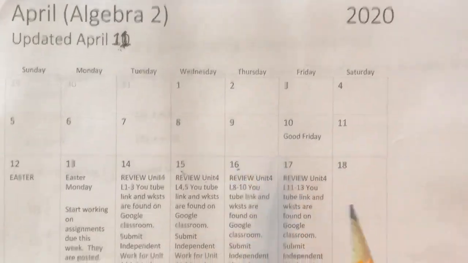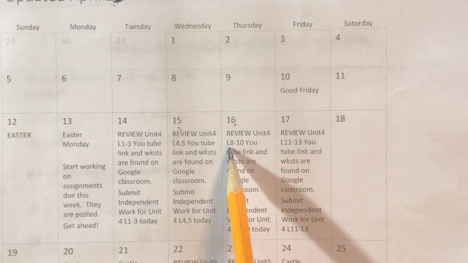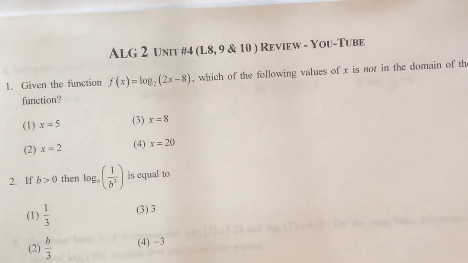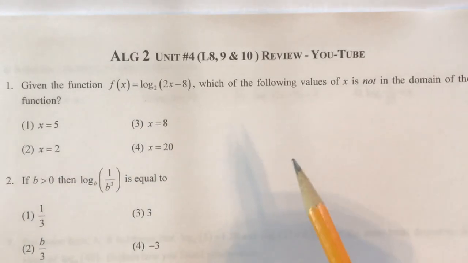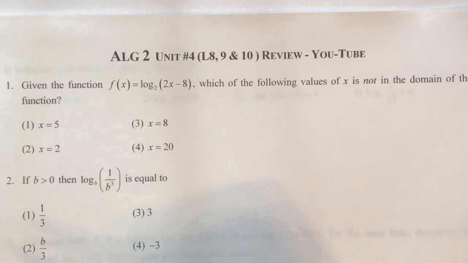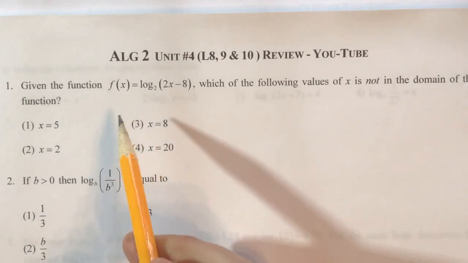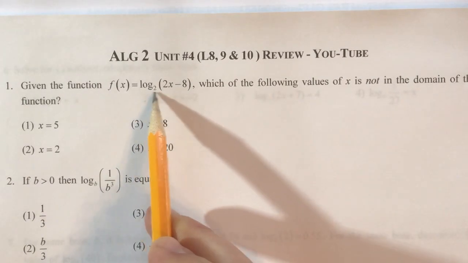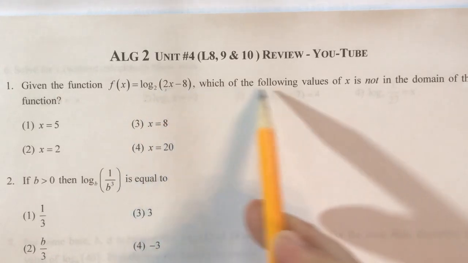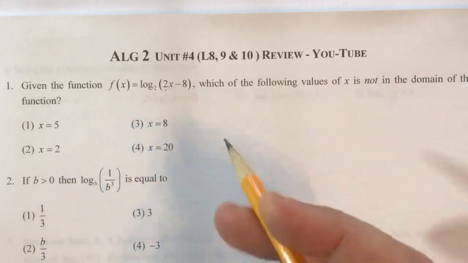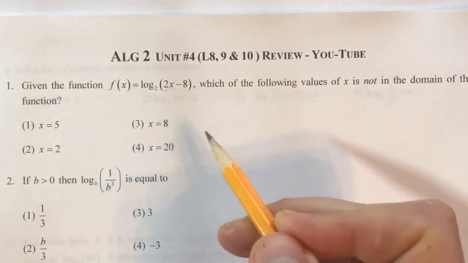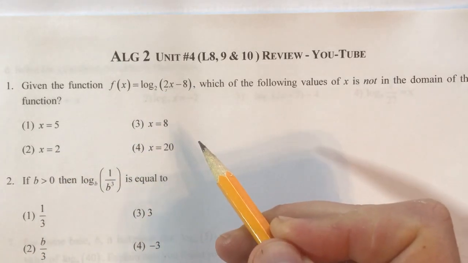It's the 16th. We're doing Unit 4, lessons 8, 9, and 10, which I know is going to be a favorite topic. Logarithms. All right, so don't forget log is the opposite or the inverse of an exponential. And so this first question we got log base 2 of 2x minus 8. Which of these would not be in the domain? Which would not work? So there's a problem with logs. You can't take the log of 0, and we can't take the log of a negative number.